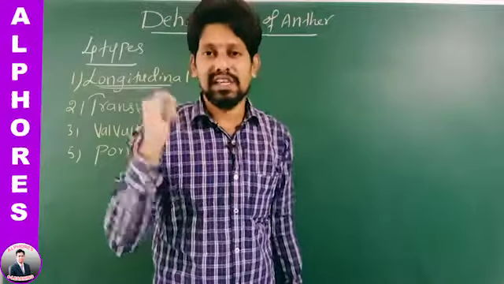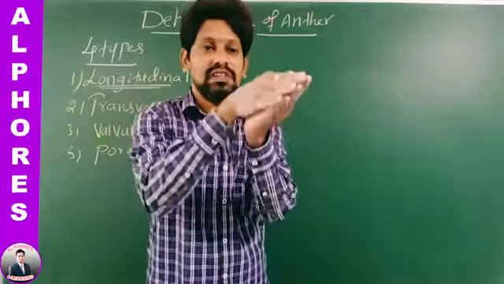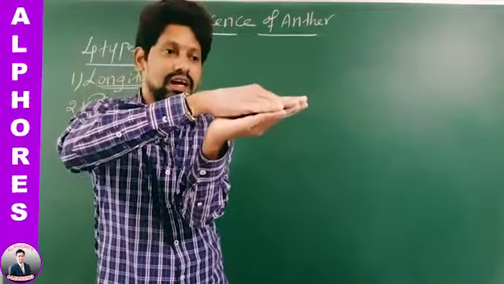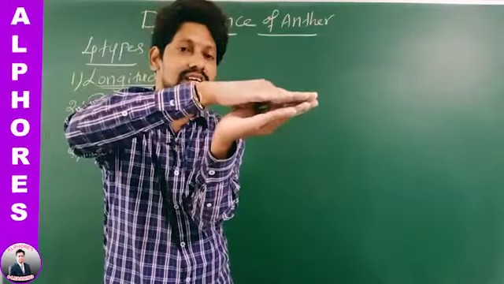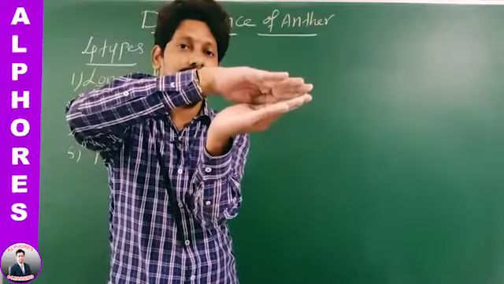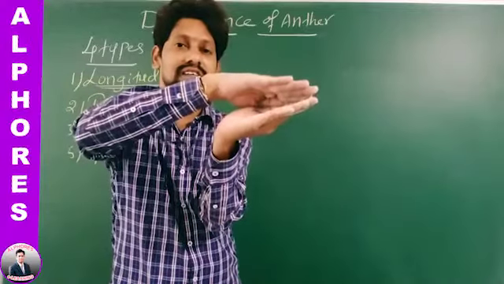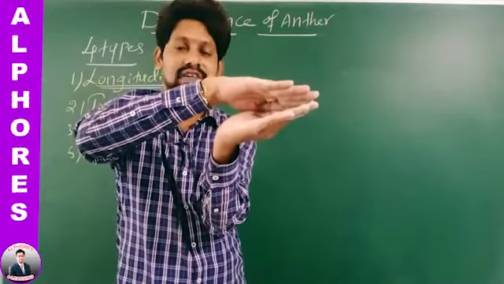Now go for the second one, transverse dehiscence. Now see this one. This is an anther, sir. This anther is dehiscing transversely. See how it is dehiscing, sir? Transversely it is dehiscing. This is transverse dehiscence.